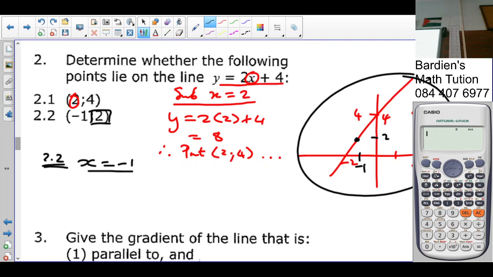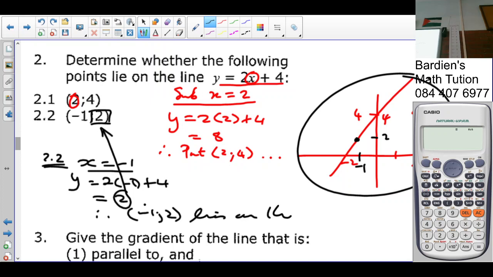You guys understand? So what do we say? Y is equal to 2 times negative 1 plus 4. So negative 2 plus 4 is 2. So is 2 the same as 2? Yes. Therefore, the point negative 1 and 2 lies on the graph of the equation y is equal to 2x plus 4. Does it make sense, people? Any confusion? No?